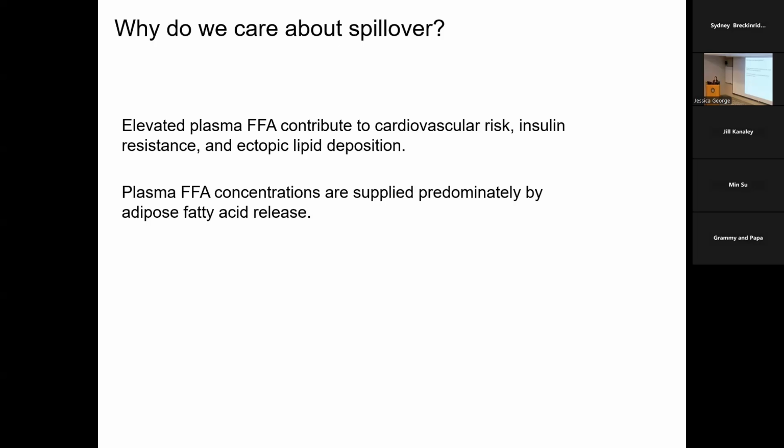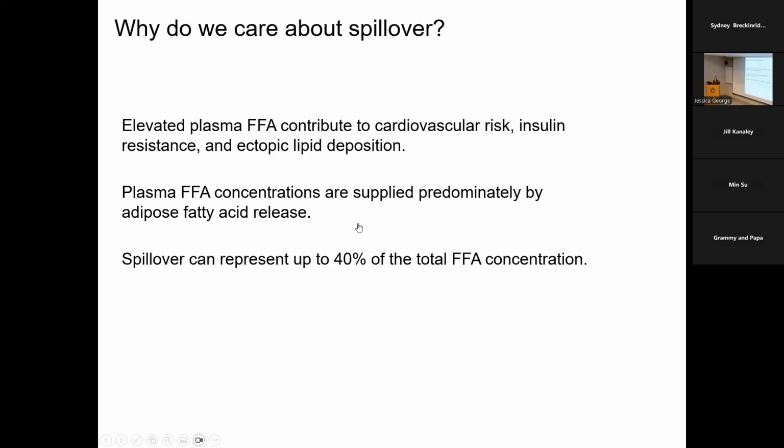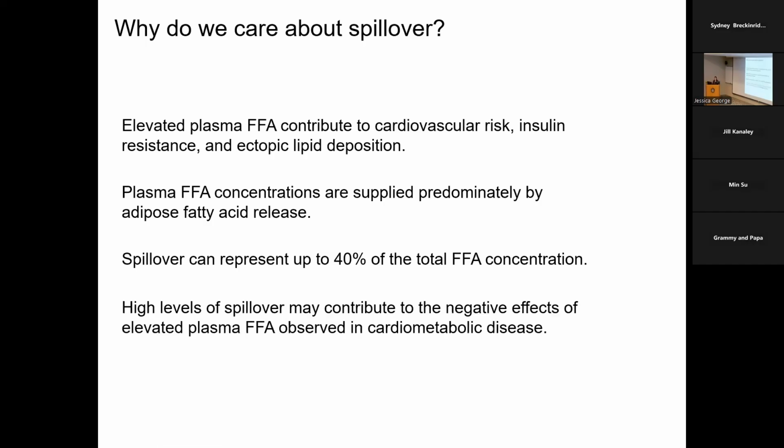In the fasting state, plasma FFA concentrations are supplied by many sources, but predominantly by adipose fatty acid release. However, in the fed state, spillover can be a large contributor, representing up to 40% of the total FFA concentration. We know that elevated plasma FFA are known to disrupt organ lipid homeostasis, and high levels of spillover may contribute to the negative effects of elevated plasma FFA observed in cardiometabolic disease.